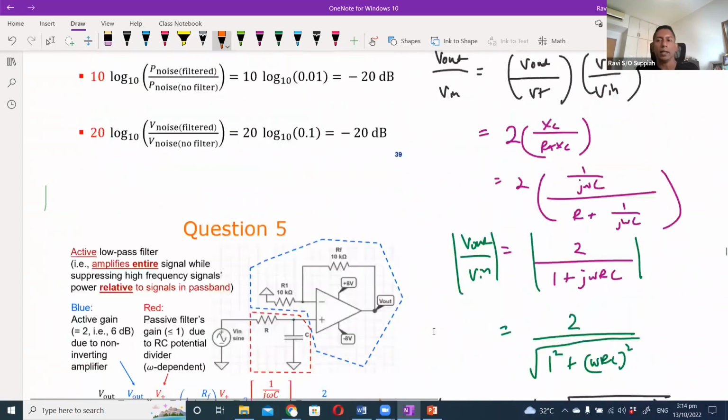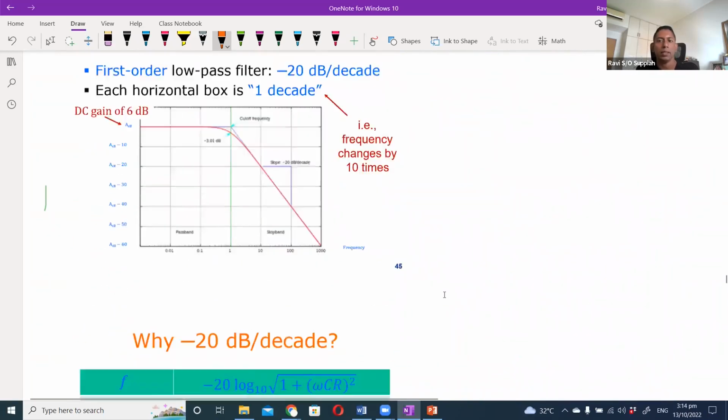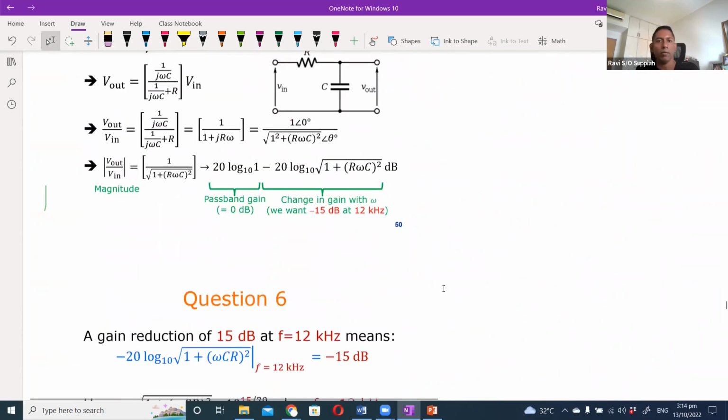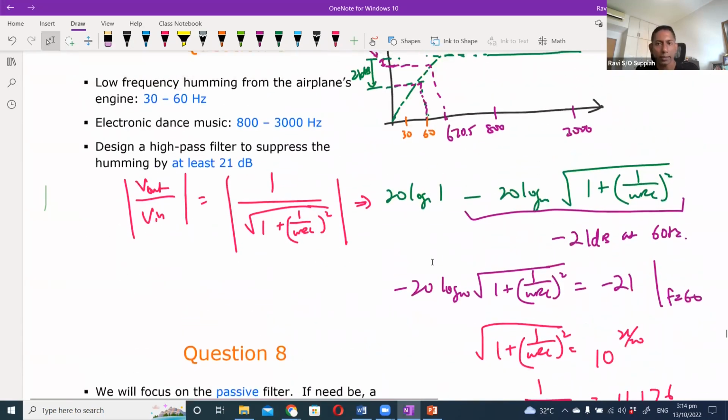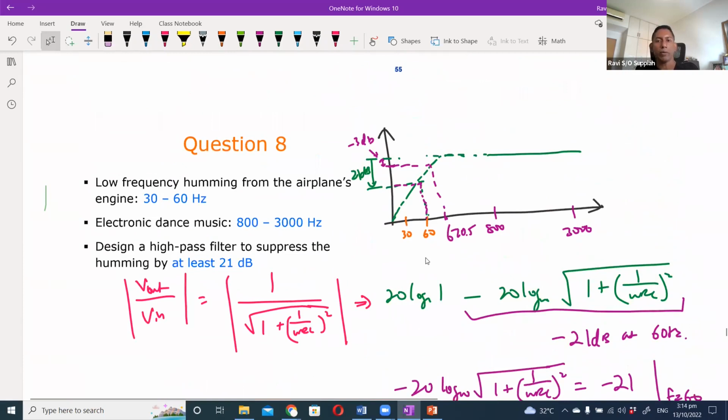In design of the high pass filter, the frequency we need to be aware of that you want to suppress is actually the high end frequency. So even though we want to suppress 30 to 60, we need to make sure that at 60 hertz we are able to suppress it.